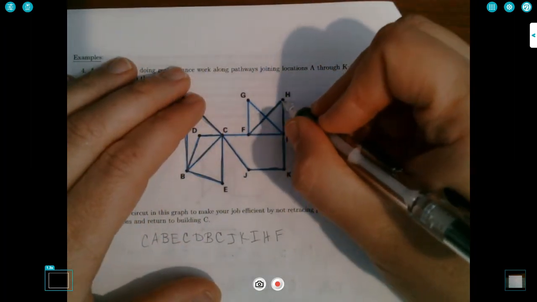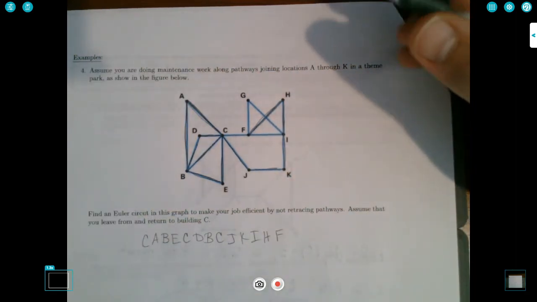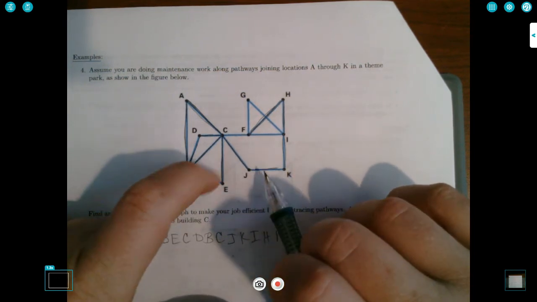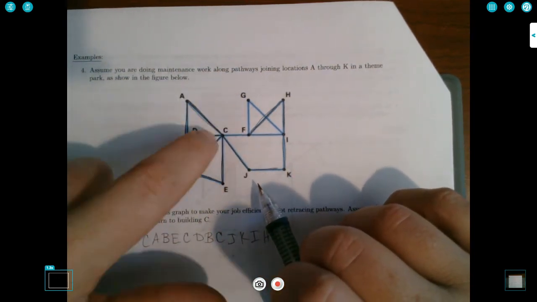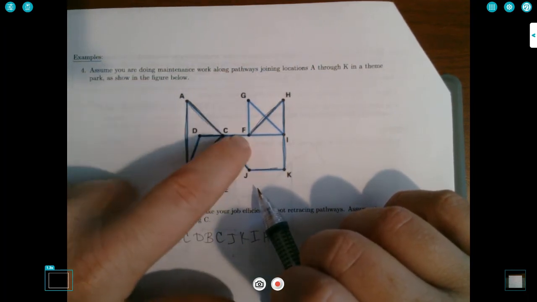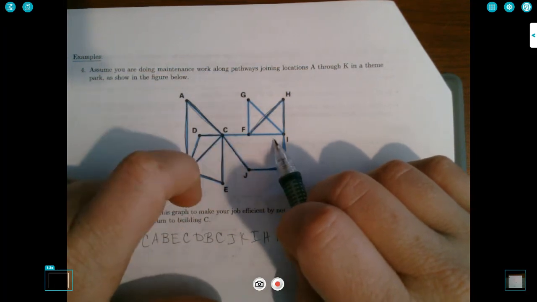Okay, now at this point, I do have a bridge, right? This segment is a bridge. If I remove it, then C, then I have no way to get to C. So I'm not going to cross that bridge. I have to make a different choice.